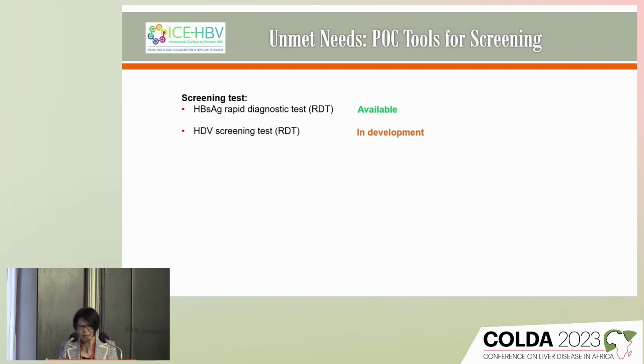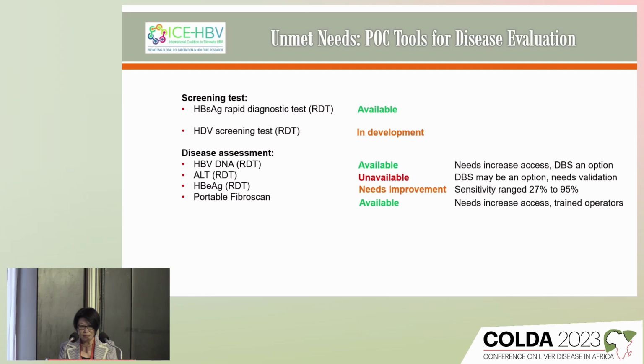So where do we stand in terms of the availability of point-of-care tools? Well, we do have rapid diagnostic tests for surface antigen, as mentioned before. Delta virus is an RNA virus that can coexist with hepatitis B. Currently, a rapid diagnostic test is in development in Europe. What about for disease assessment? We mentioned that point-of-care DNA assays are available, but they need increased access. Dried blood spot specimen may be an option in places that do not have the setup.